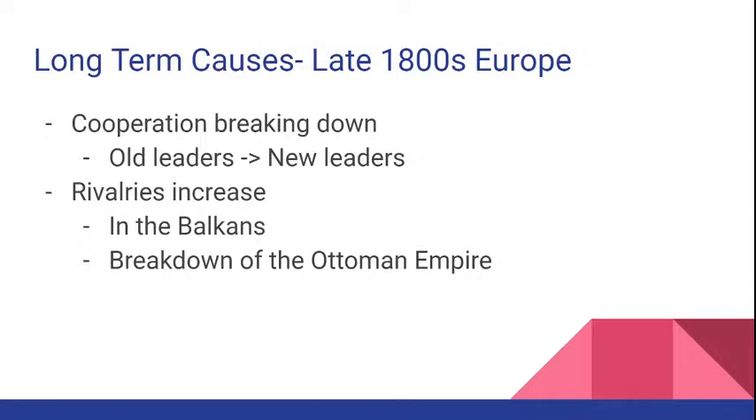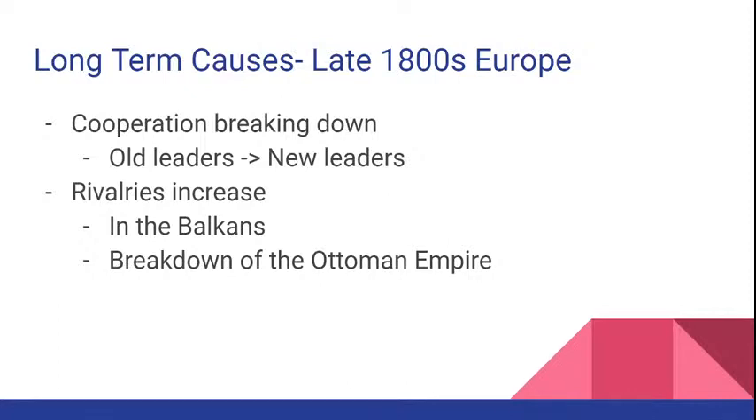Cooperation was breaking down, and what this means is that a lot of the old leaders, such as Otto von Bismarck, were dying out, and these old leaders were those who were very supportive of unification and cooperation. However, as these new leaders come in to replace them, they are no longer interested in keeping the peace. They are actually more interested in showing how tough they are and trying to become the greatest nation, and really bring this competitive fervor that wasn't seen with the older leaders, who more respected things like unification.